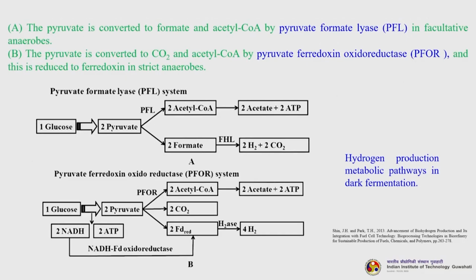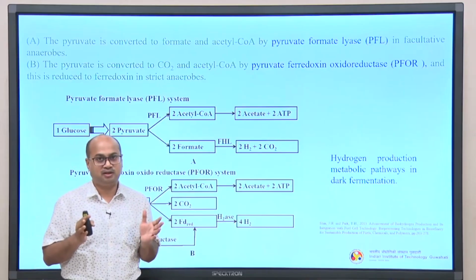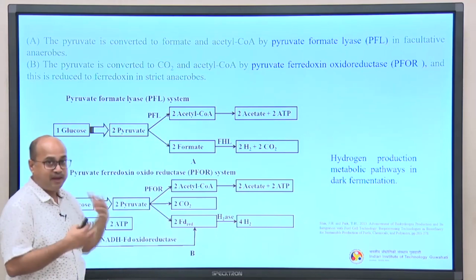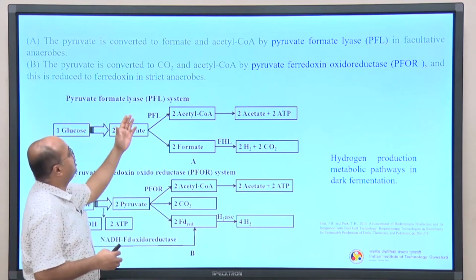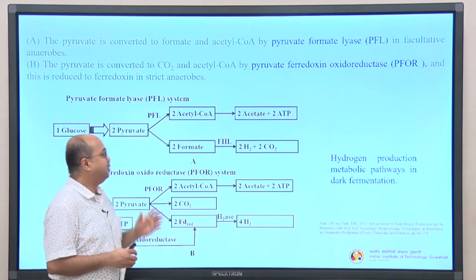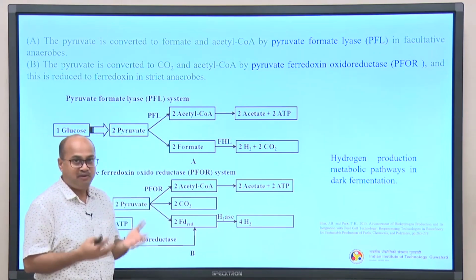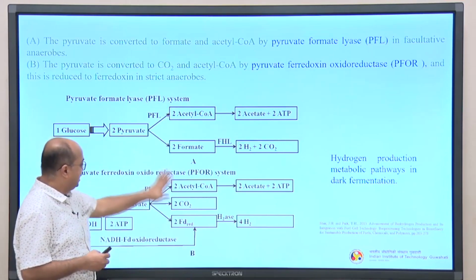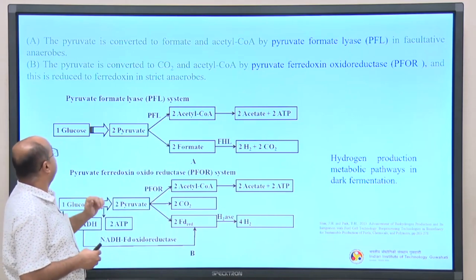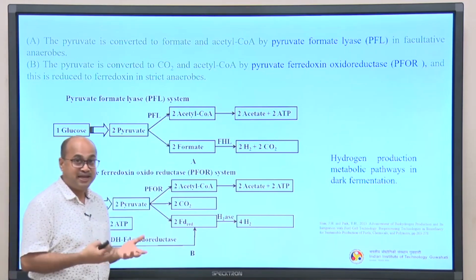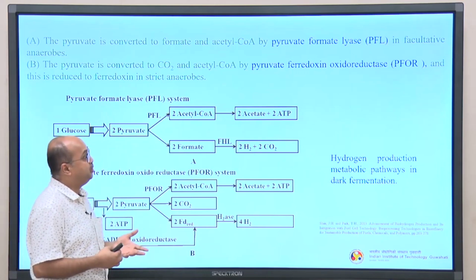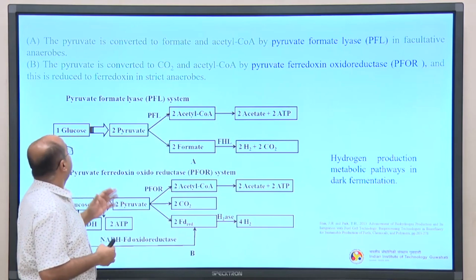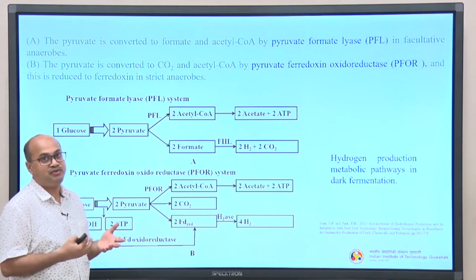Essentially, you can see two different pathways, right. The first one is called the pyruvate pathway. In this pathway, the pyruvate is converted to formate and acetyl coenzyme A by pyruvate formate lyase. So, we call it the PFL system, found in facultative anaerobes, whereas in case of B, it is a PFOR system. Here the pyruvate is converted to carbon dioxide and acetyl coenzyme A by pyruvate ferredoxin oxidoreductase, okay, PFOR, and this reduces ferredoxin in strict anaerobes.